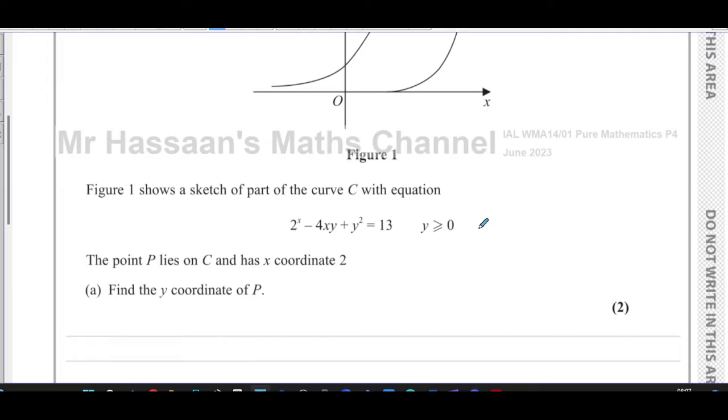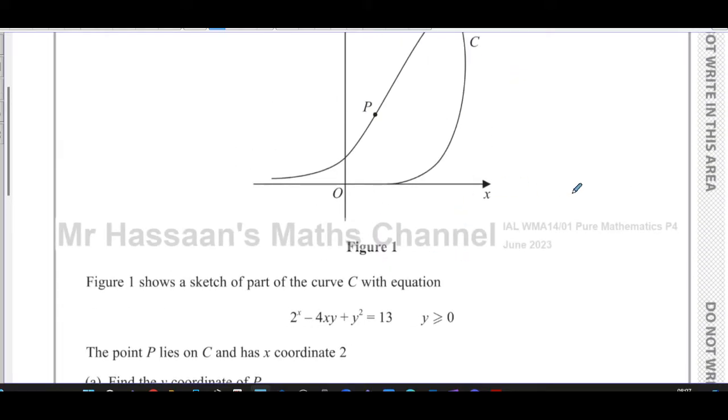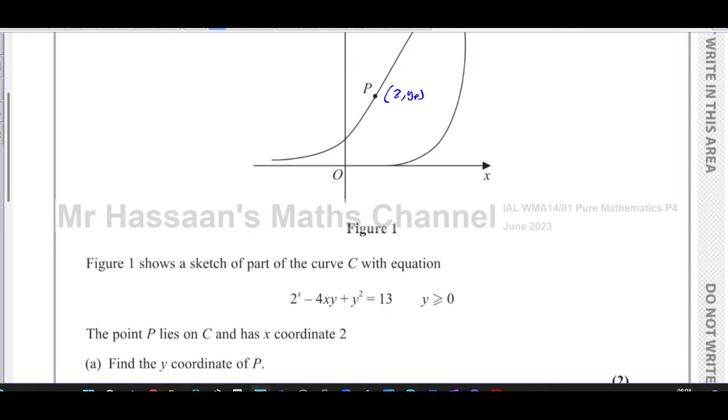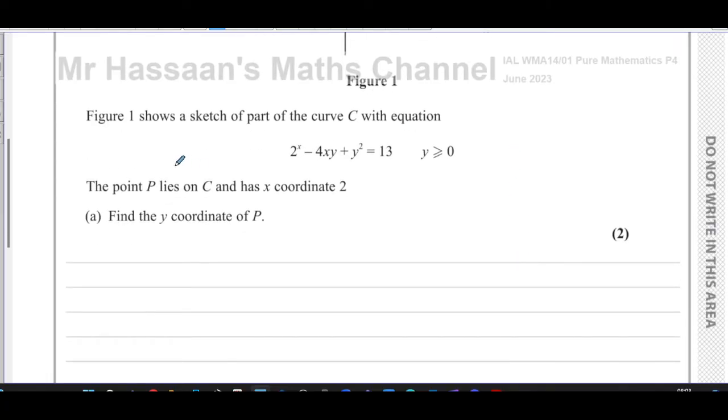It says the point P lies on C, as you can see here, and has x coordinate 2. So this is 2 and yp. We don't know what the y coordinate is. It says find the y coordinate of P. So basically, we know that at P you have x equals 2, and we've got to find what yp is. So of course we take x equals 2 and substitute into this formula, and then we can make y the subject of that formula, right?